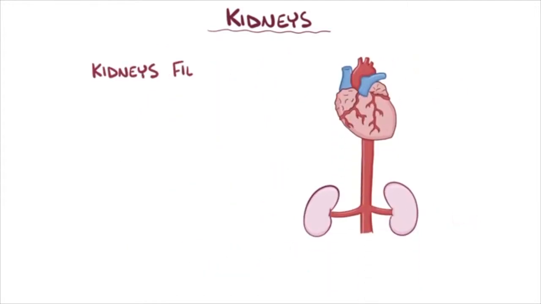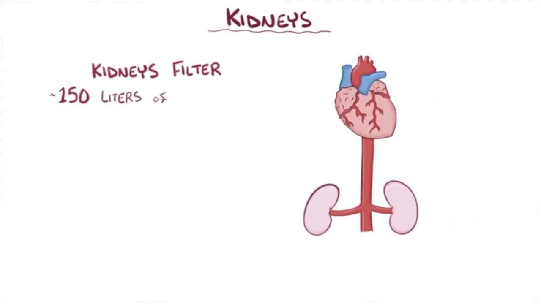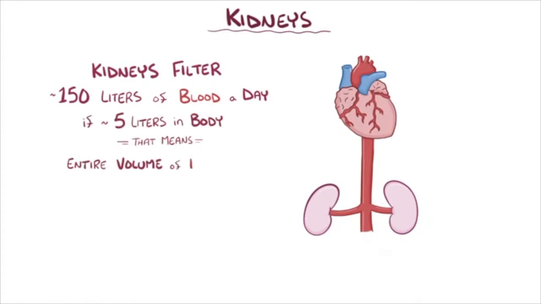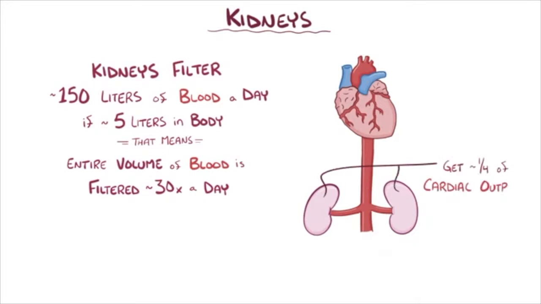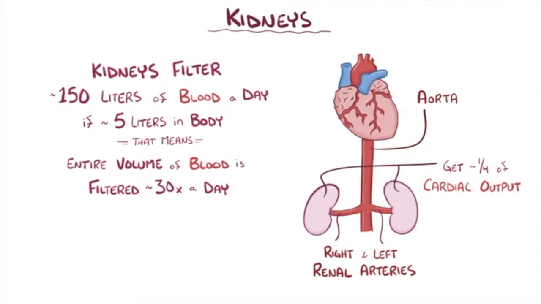So an adult's kidneys filter about 150 liters of blood every day. If we assume that there are 5 liters of blood in the body, that means that the entire blood volume gets filtered about 30 times a day, which is more than once every hour. Because of this, the kidneys get about a quarter of the cardiac output, which is blood getting pumped out of the left ventricle. To reach the kidneys, blood flows from the aorta into the left and right renal arteries.